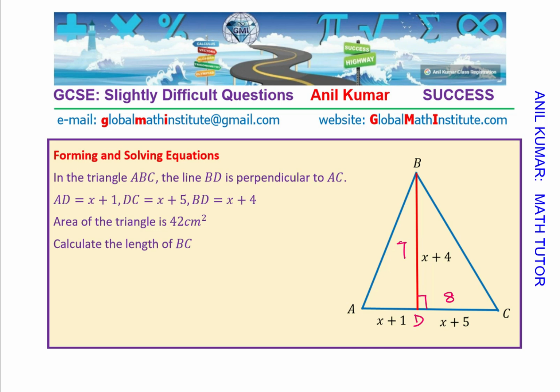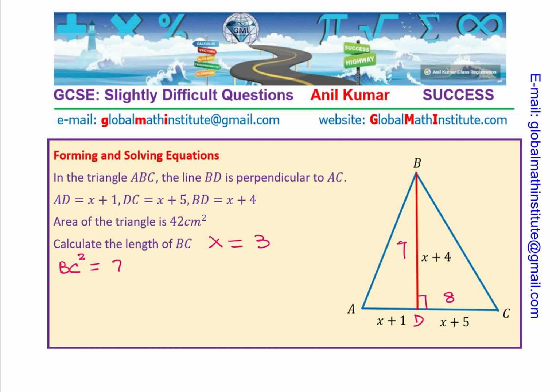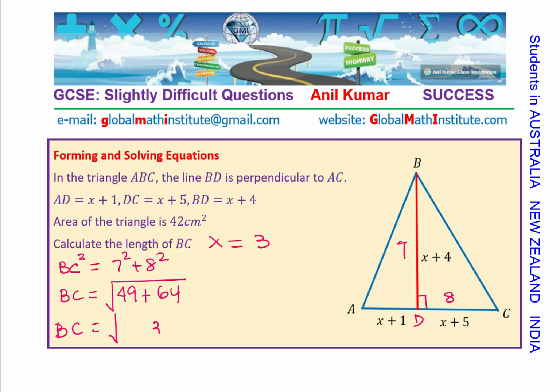We are using the x value as equal to 3, right? So when you substitute 3 here, you get 7 for BD and 8 for DC. So BC squared is 7 squared plus 8 squared, correct? Or BC is equal to the square root of 7 squared, which is 49, plus 64. Makes sense, right? So BC is equal to, add them up, 9 plus 4 is 13, 3, 113. So that becomes the answer in centimeters for our case.